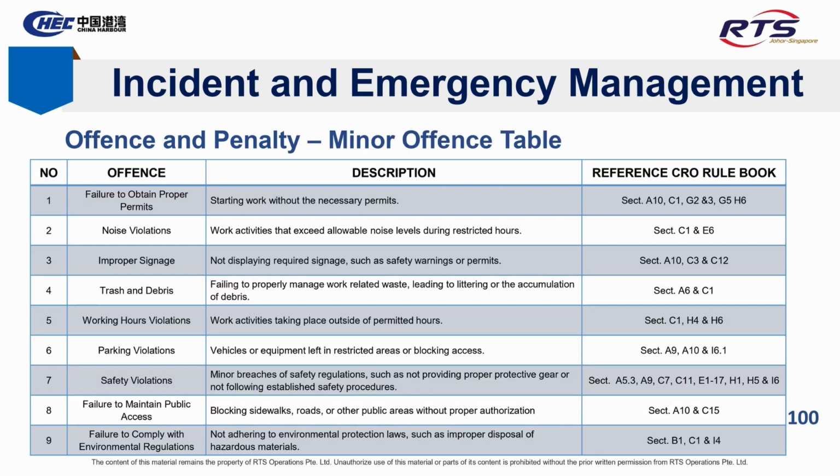Slide 100. Incident and emergency management, minor offense table. This table outlines common minor offenses in CRO areas. These include starting work without permits, exceeding noise limits, failing to display required signage, and improper waste management. Other examples are violations of working hours, parking restrictions, safety protocols, unauthorized blockage of public access, and non-compliance with environmental regulations. Each offense references specific sections in the CRO rulebook for enforcement and accountability.